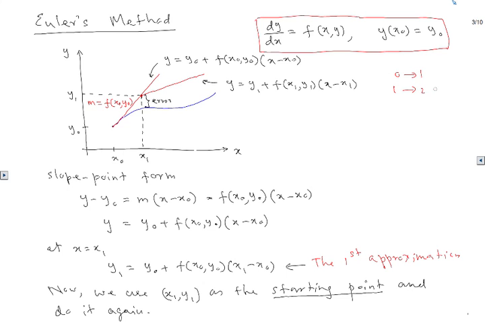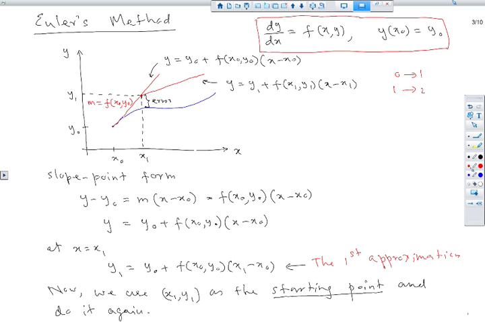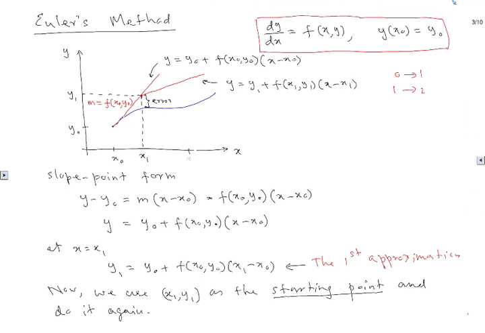Now since we know the new tangent line, we can approximate the value again at the new point. Let's say you want to find the value at x2. So this is the new value, and your approximate value is this.